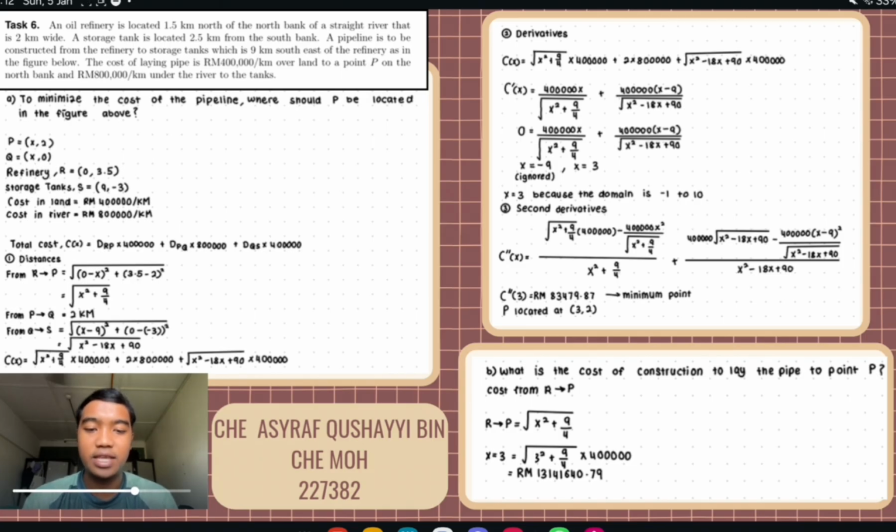Next, we do the second derivative to check for the minimum. We substitute the value of x into the second derivative. We get the minimum cost. Finally, the coordinates for P are (3, 2). For question B, we need to find the construction cost to lay the pipe to point P. We just substitute the value of 3 for x in the distances we got just now, and multiply by 400,000, and the cost is 1,341,640.79 ringgit. Thank you.